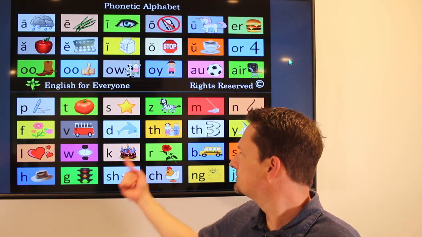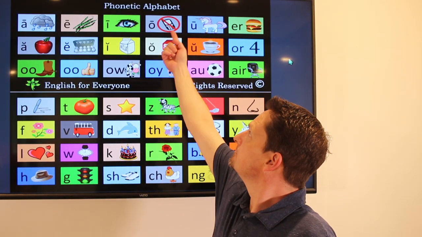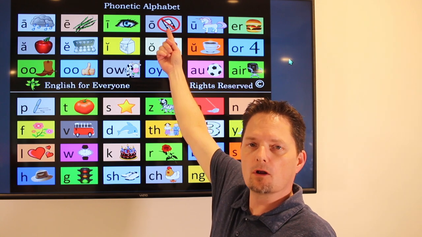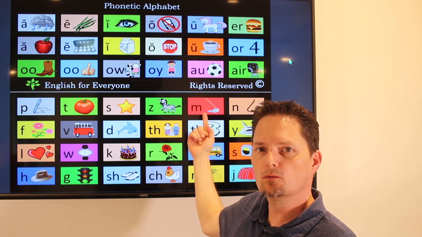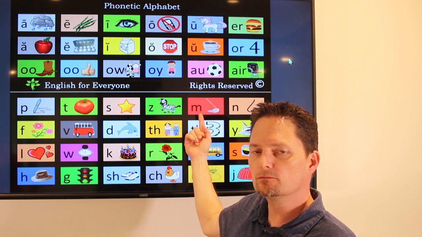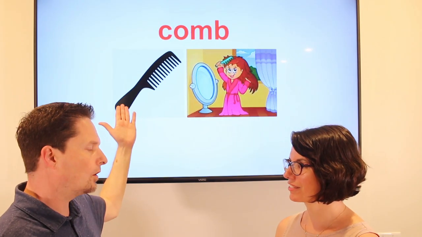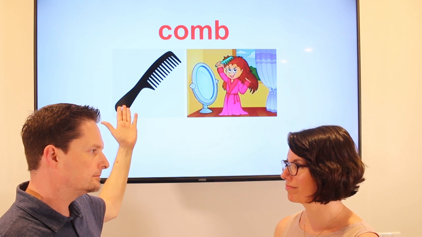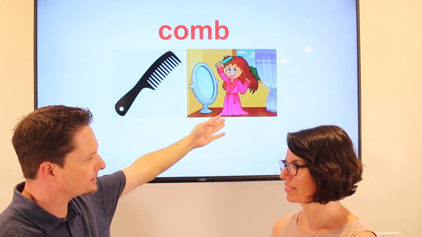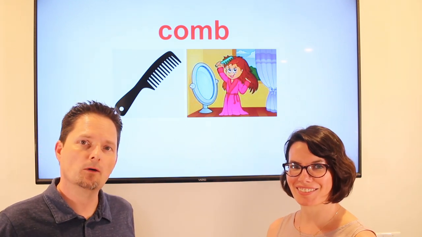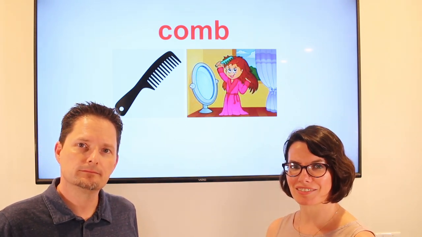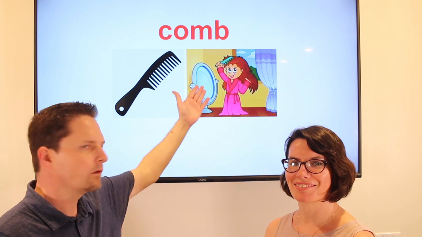Comb. K, O. Make a long O. Comb. Comb. Do you have a comb? No, I don't have a comb. Is she combing her hair? Yes, she is combing her hair. Do you have a comb? What is she doing?